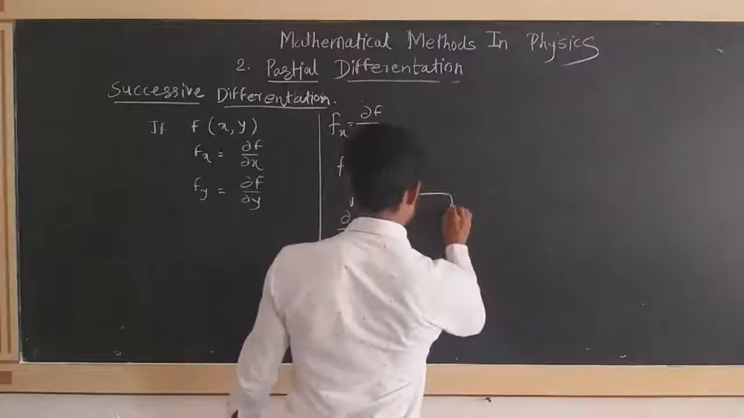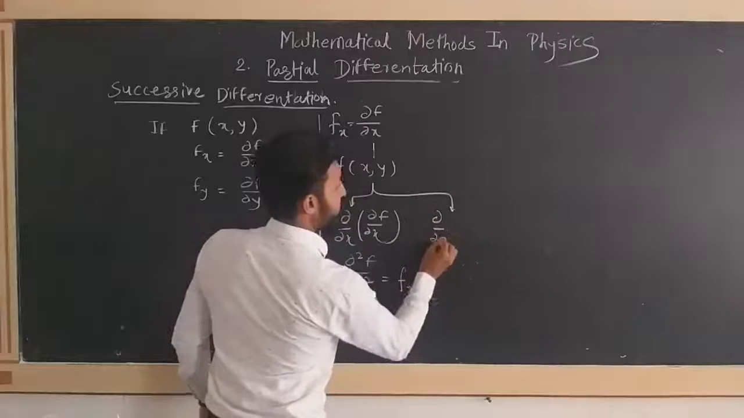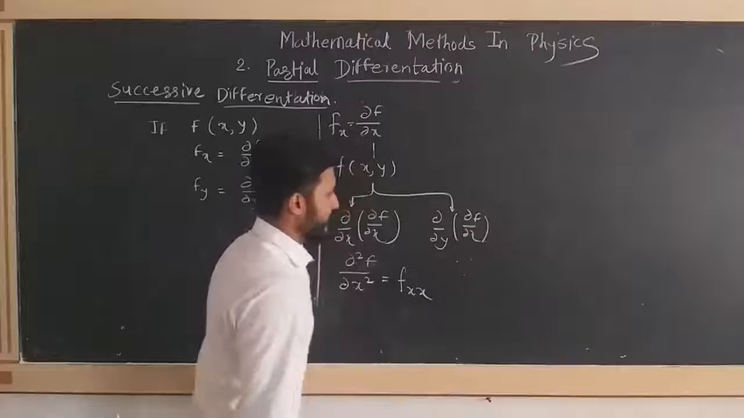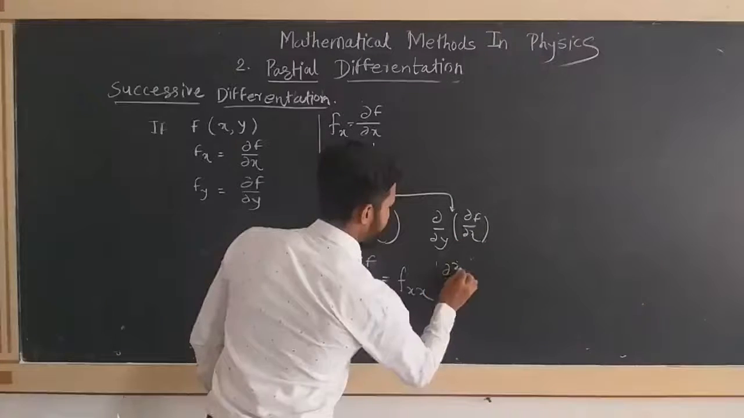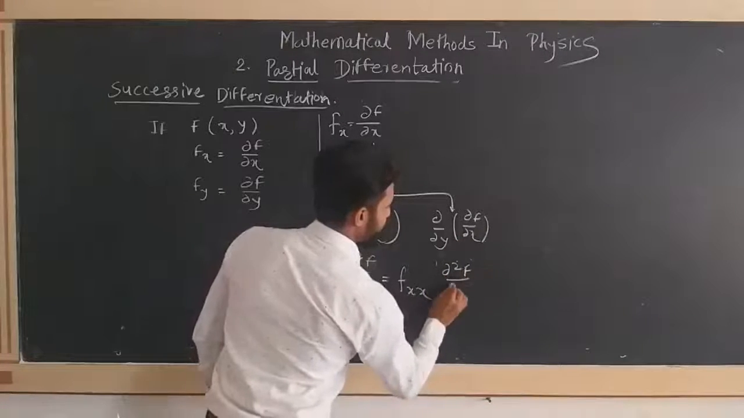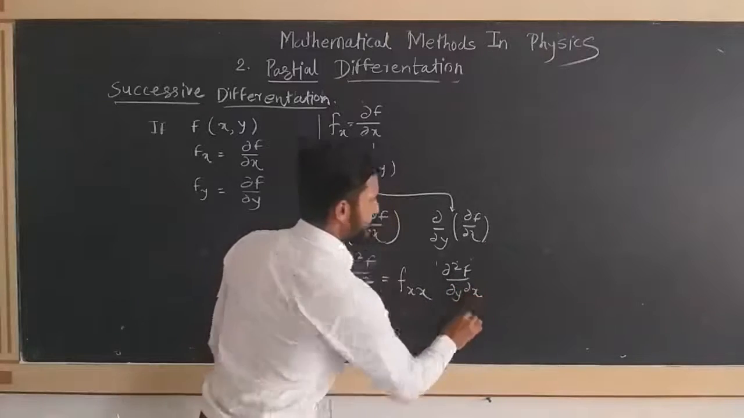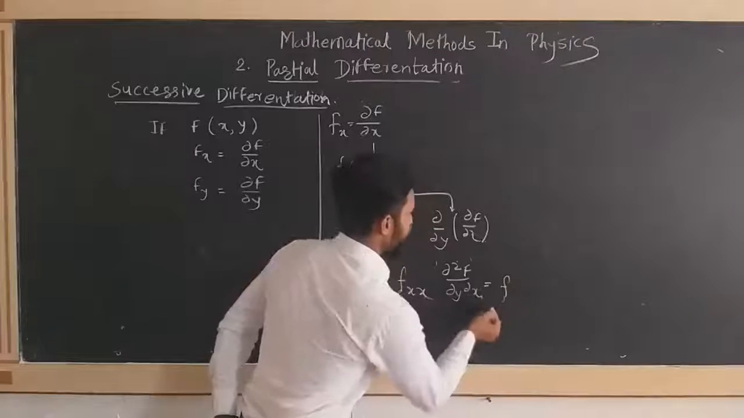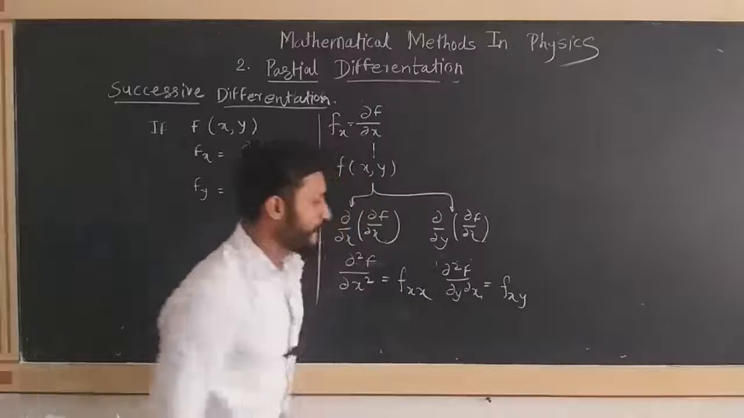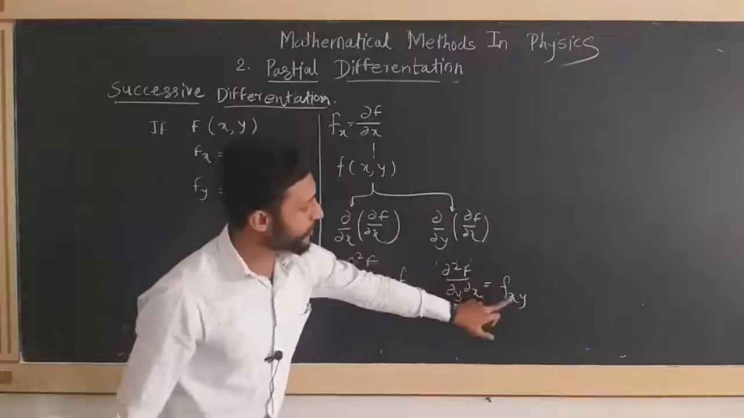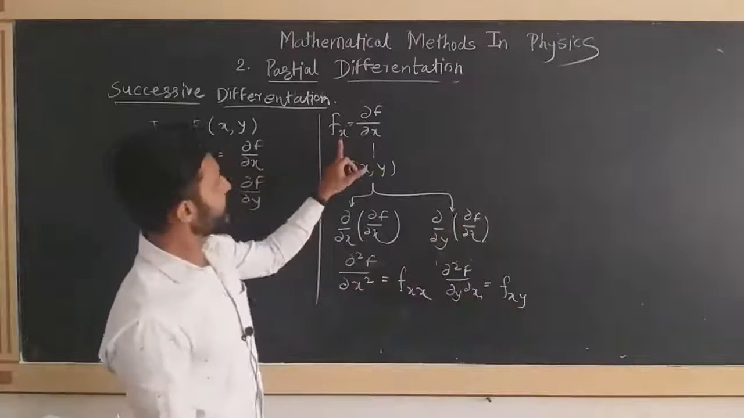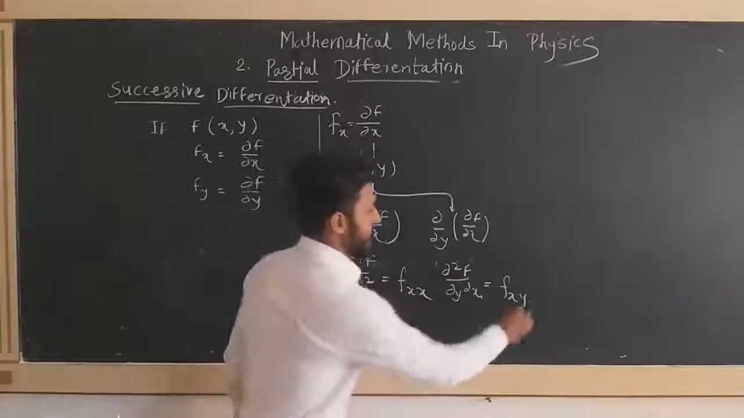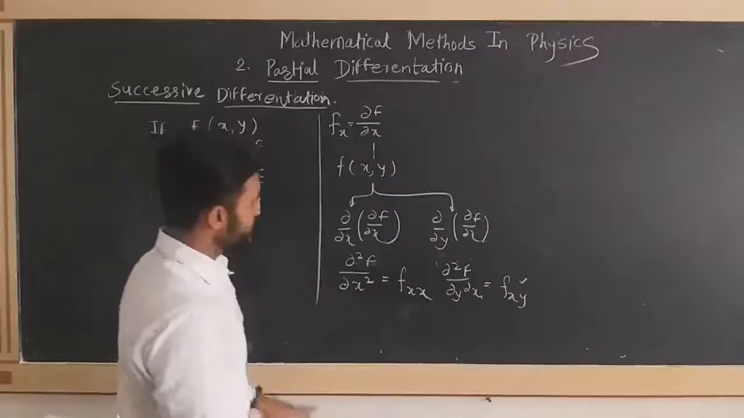Similarly here, ∂/∂y and ∂f/∂x. So here we can write ∂²f/∂y∂x, and we can write this term as fxy, where f is a function of x, fx, and this fx is also a function of y. So fxy.